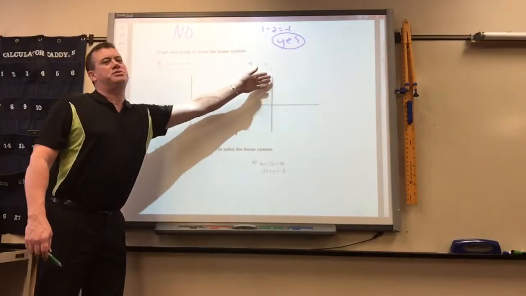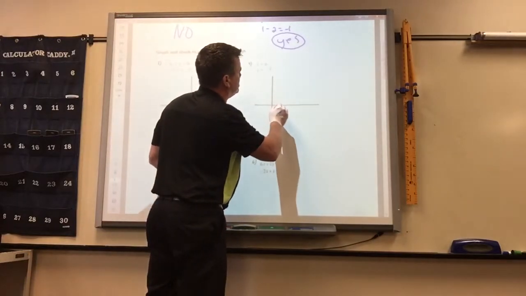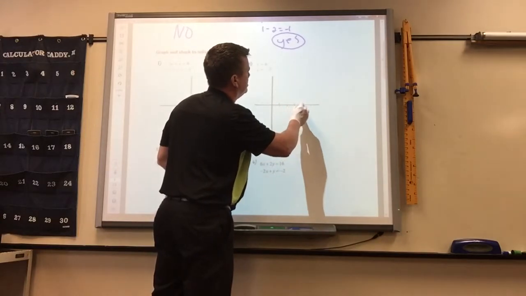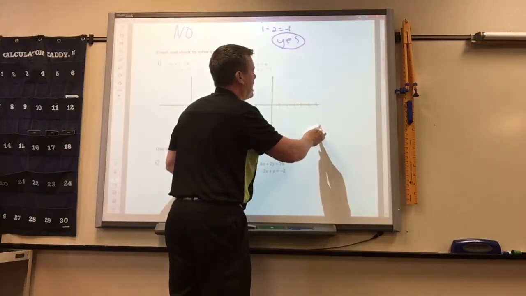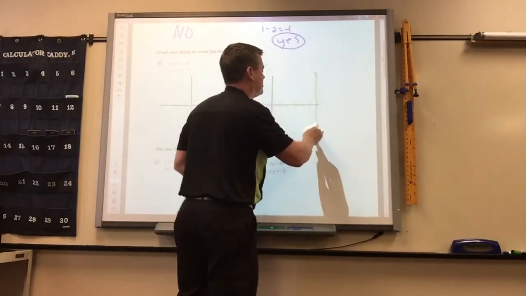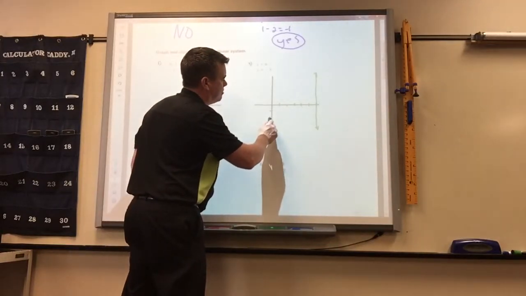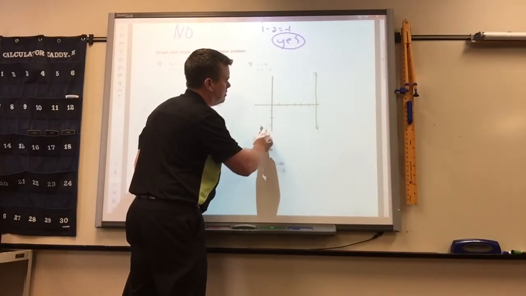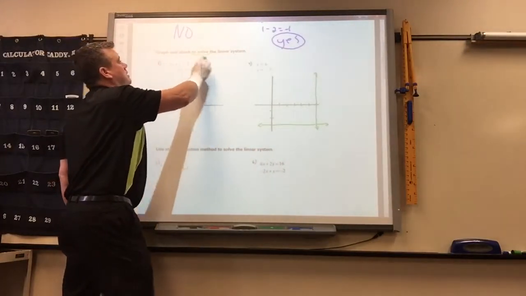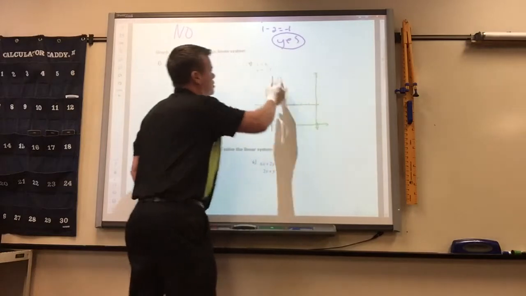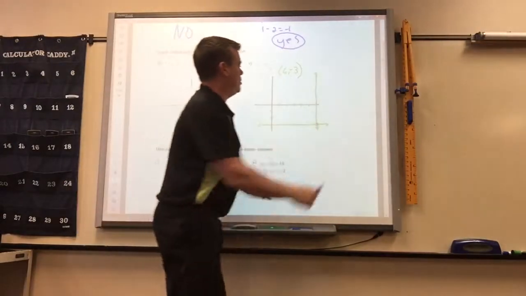Okay, so this one's the easier one to do. X equals 6 crosses the x-axis at 6. Can you see the lines on yours? 1, 2, 3, 4, 5, 6. So that would be this line. And then y equals negative 3 crosses the y-axis at negative 3. So the solution then is where they intersect. So the solution would be 6 over, 3 down. That's the point where they intersect.